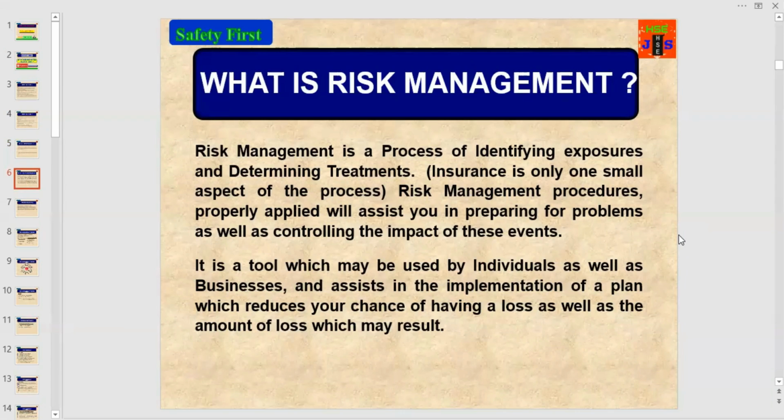Dear friends and fellows, risk management is a process of identifying exposures and determining treatment. Insurance is only one small aspect of the process. Risk management procedures properly applied will assist you in preparing for problems as well as controlling the impact of these events. It's a tool which may be used by individuals as well as businesses and assists in the implementation of a plan which reduces your chance of having a loss as well as the amount of loss which may result.